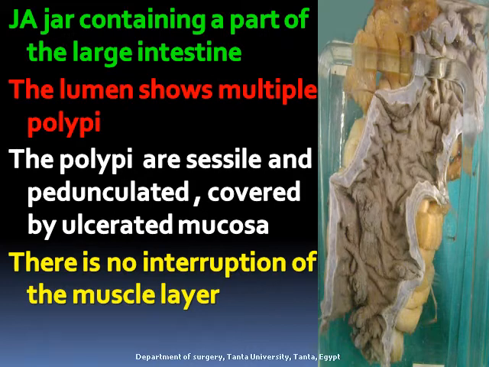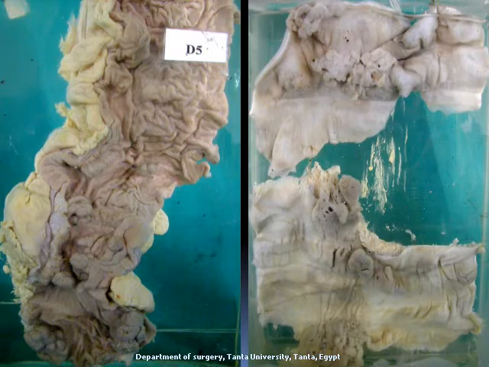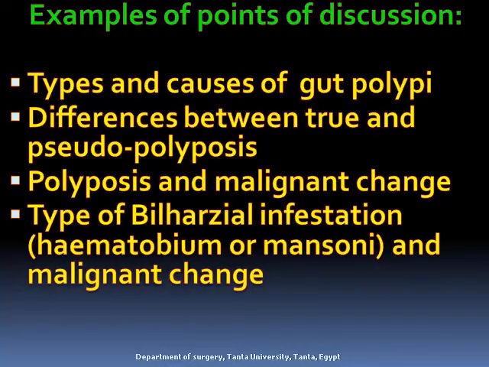There is no interruption of the muscle layer. This means it is not malignant. Jar containing large gut with polyposis also. Examples of points of discussion: types and causes of gut polypi, differences between true and pseudo polypi, polyposis and malignant changes, types of bilharzial infestation, hematobium or Mansoni, and malignant change.